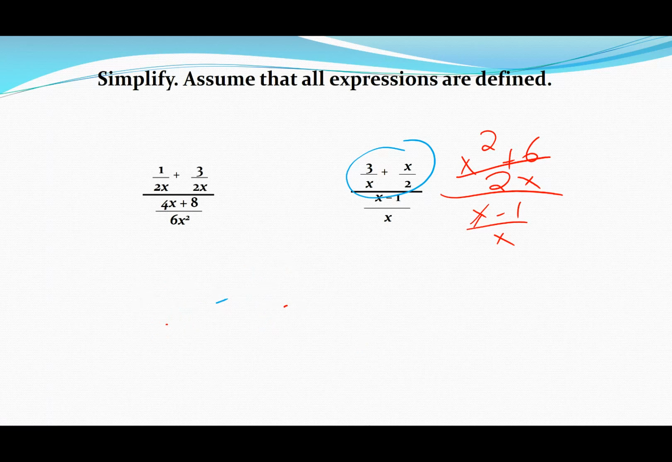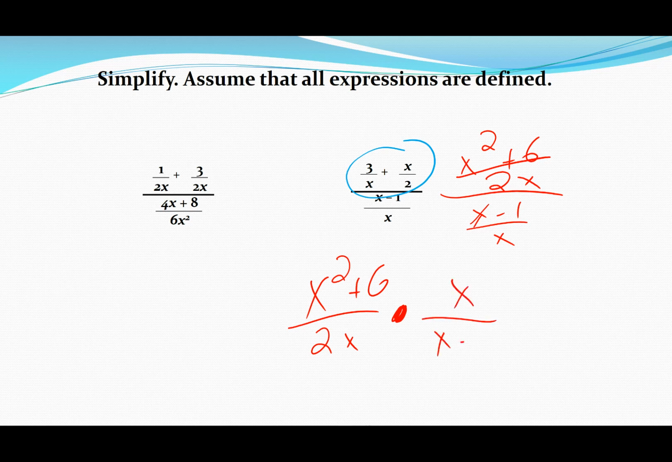Okay. So getting rid of all that mess, let me rewrite this. I'm going to keep the x squared plus 6. That's the part I keep over 2x. I'm going to change the fact that I'm dividing into multiplying, and then I'm going to flip the bottom. So the bottom, put the x on top and the x minus 1 on bottom.